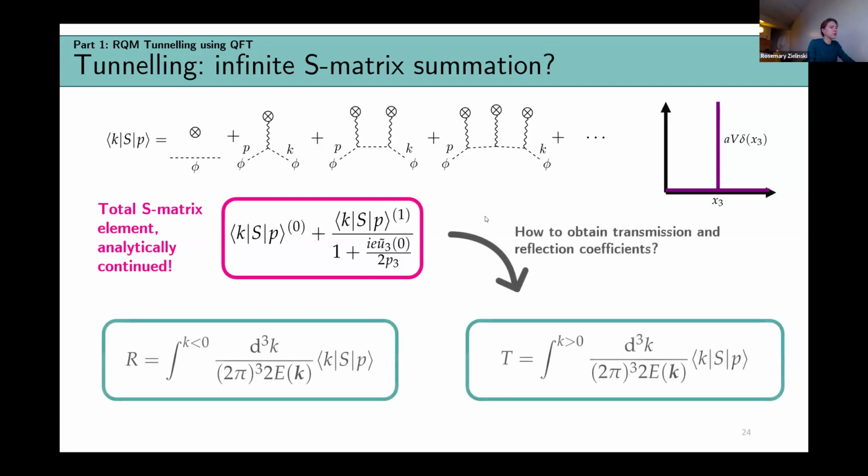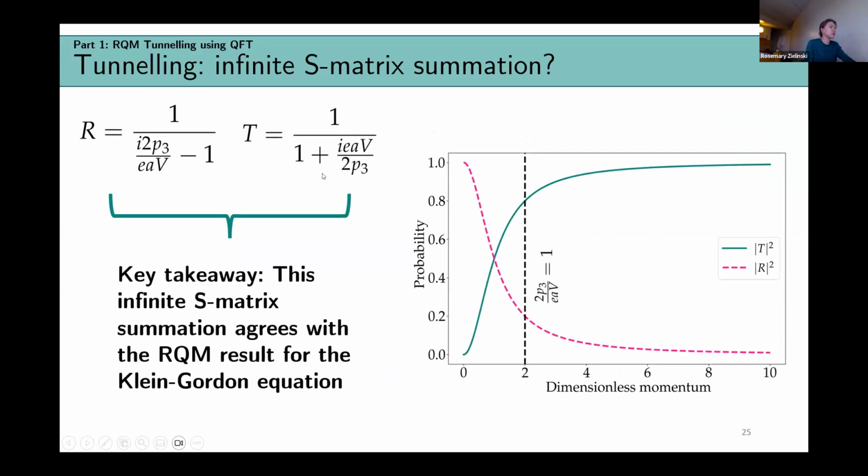It's fairly straightforward. We integrate with appropriate measure over the negative momentum. This is for the reflection coefficient, and then over the positive momentum for the transmission coefficient. This is assuming we have a particle incoming with some positive momentum. Once we actually perform these integrals, we obtain reflection and transmission coefficients of this form, which agree exactly with the relativistic quantum mechanics result that you would get with the Klein-Gordon equation, just doing boundary condition analysis and matching. This is quite important because it's verifying that we can, in fact, use these QFT methods to recover known results in relativistic quantum mechanics, and demonstrates that this formalism at least has some promise.